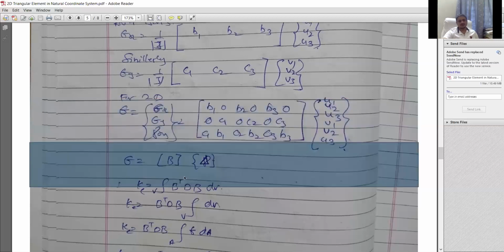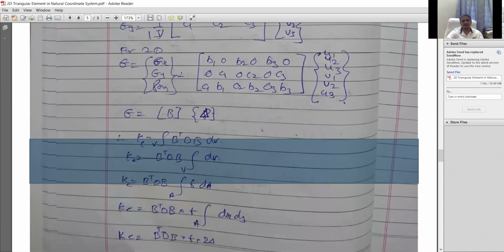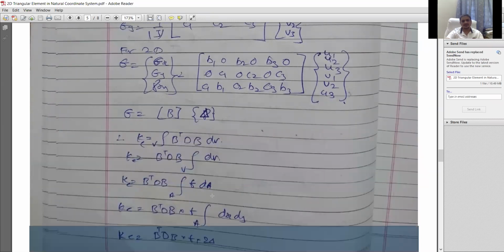So we can take the B value outside, and the D matrix is nothing but your stress strain matrix. So it is also constant. We can take it out, and finally we can get the elemental K as B transpose into D into B, and then integration over the volume into dV. So if you integrate over dV, you are going to get ultimately the value of the volume. The volume is generally defined as thickness into the area of the triangle.